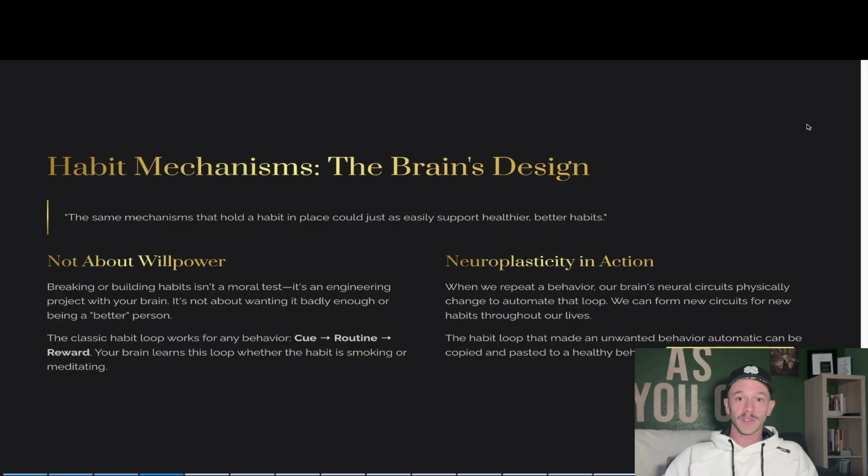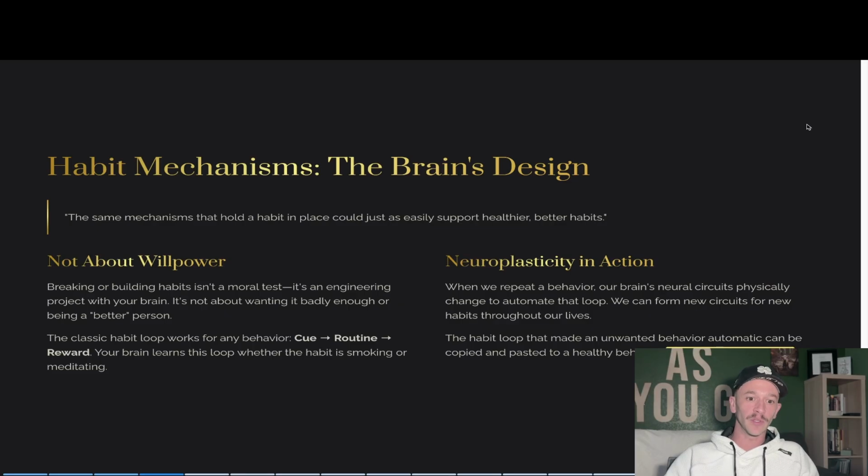Habit mechanisms, the brain's design. The same mechanisms that hold a habit in place could just as easily support healthier, better habits. It's not about willpower. Breaking or building habits isn't a moral test. It's an engineering project with your brain. It's not about wanting it badly enough or being a better person.